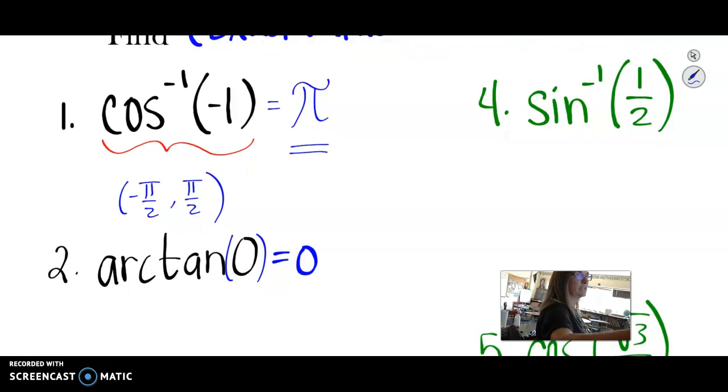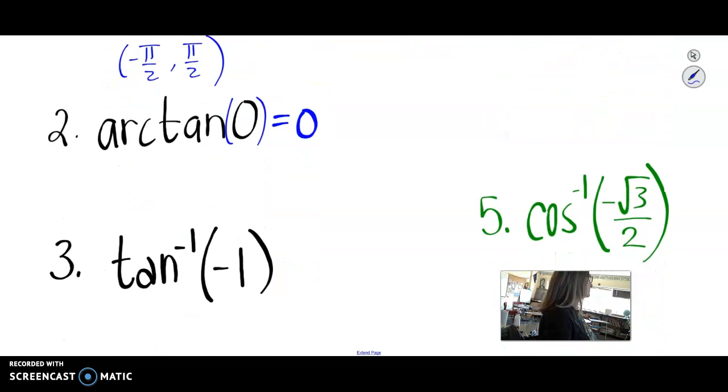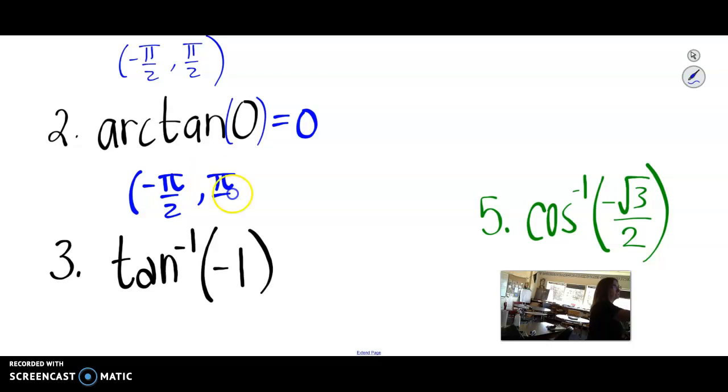Okay, next one. Tangent inverse of negative 1. So now we're looking for what angle gives you a ratio of opposite to adjacent that is 1-to-1, but it's negative 1. And it has to be a measure between negative pi over 2 and pi over 2. So I want you to stop the video and try to figure that out, and then come back and check your answer.